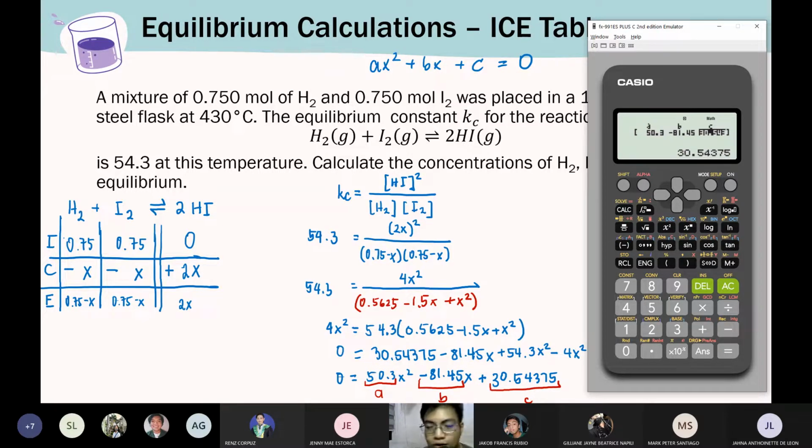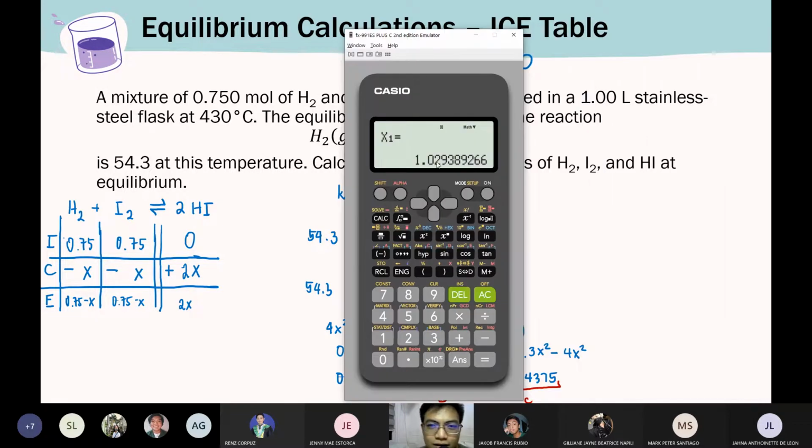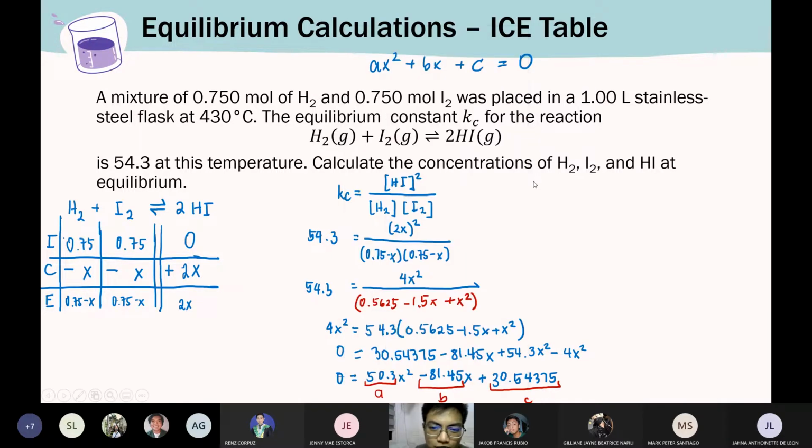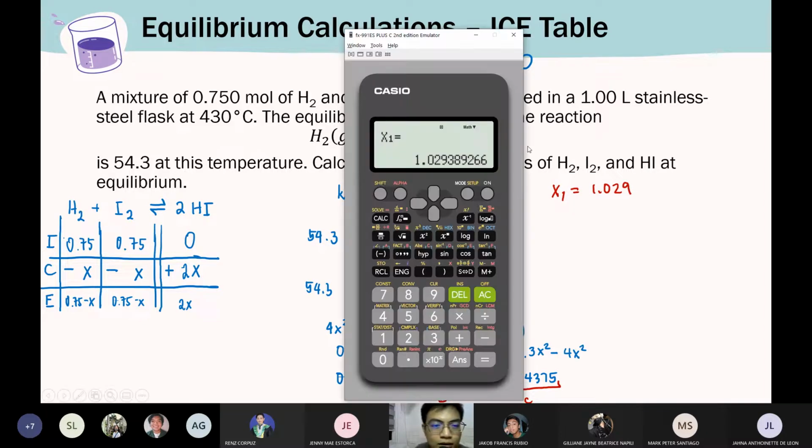Now, anong gagawin niya? You press equal sign, and by pressing equal sign, you will get the values of x. Okay? You will get the roots. So, pindutin mo yung equal sign. That's your first root. So, copy ko na lang 3 decimal places. 1.029. So, that's the first root. And the second root, 0.5589. So, round off mo, 0.590.